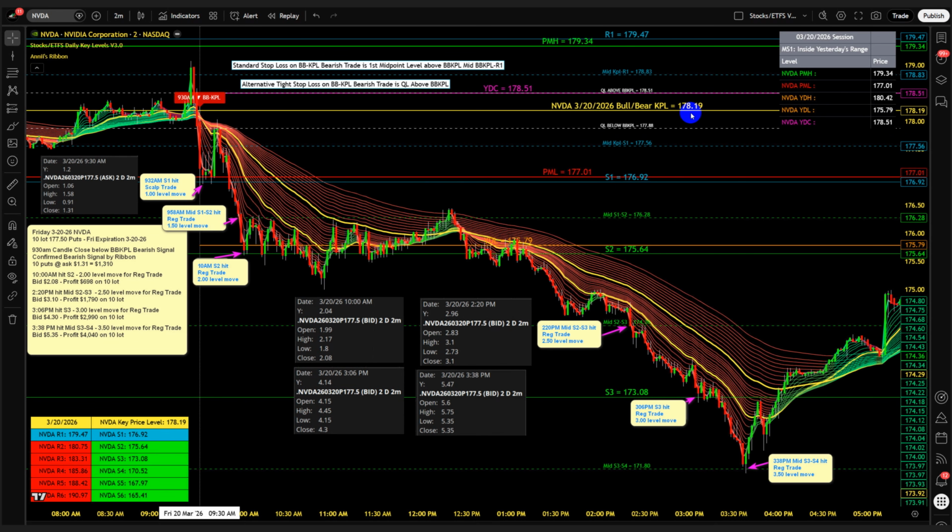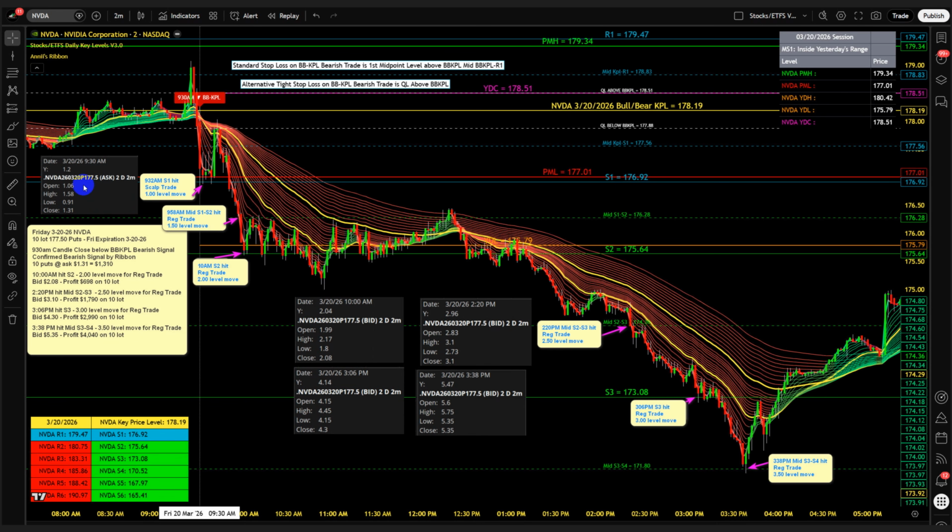Today's BBKPL for the 3/20/26 session for NVIDIA is 178.19. So on this bearish trade, that is going to be the 178 put. The price for this put is $1.31. Note again, this is a 0 DTE with a Friday expiration.